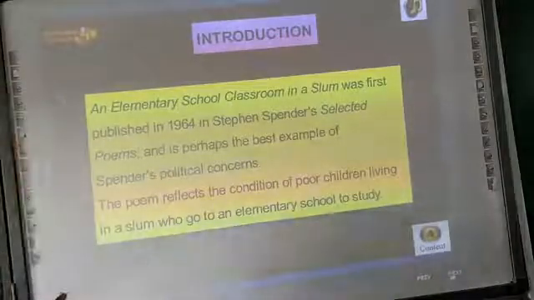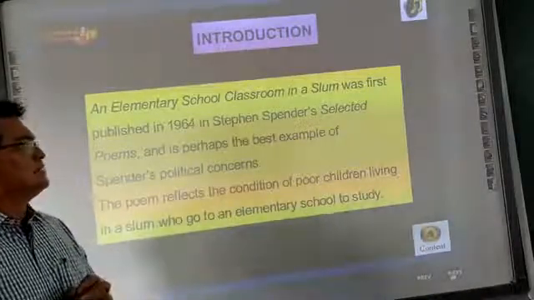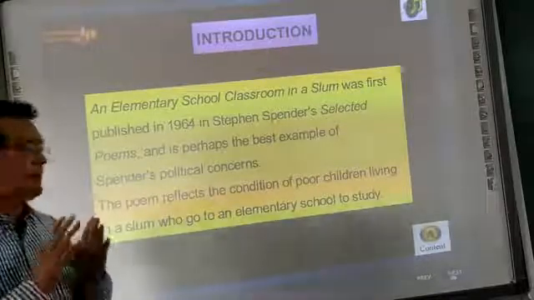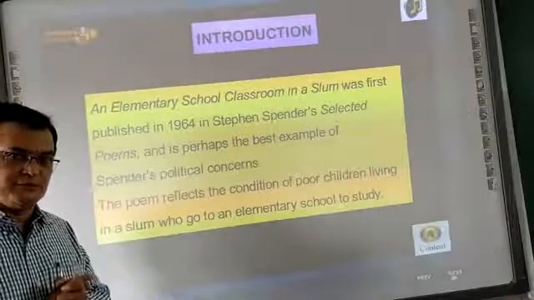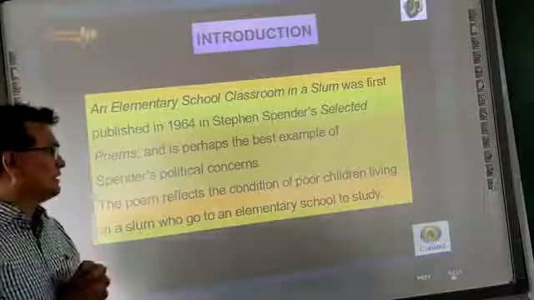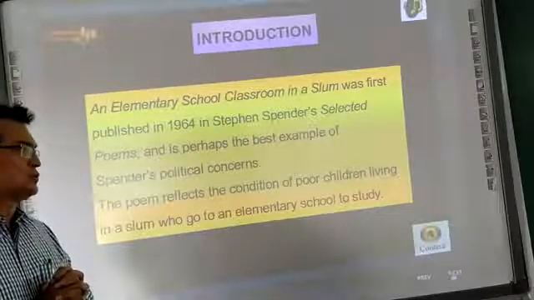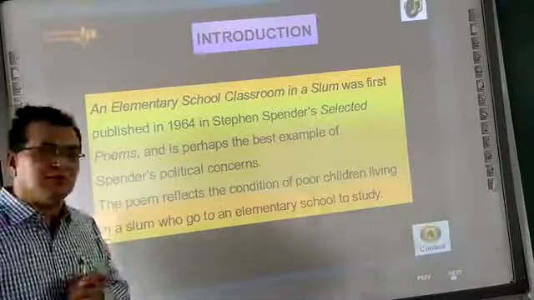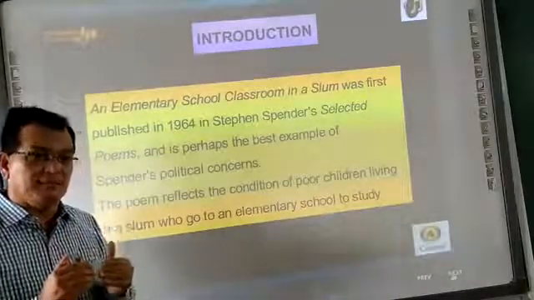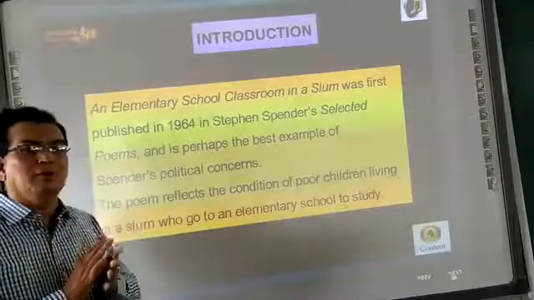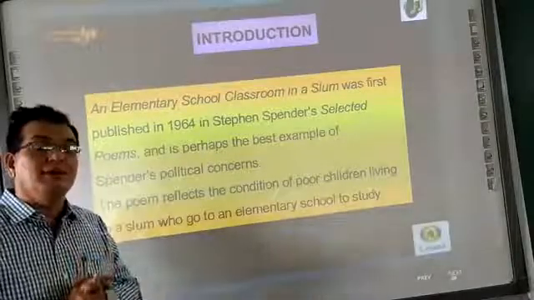An Elementary School Classroom in a Slum was first published in the year 1964 in Stephen Spender's Selected Poems and is perhaps the best example of Spender's political concerns. The poem reflects the condition of poor children living in a slum who go to an elementary school to study. So this poem is dealing with poor children who have been living in a slum and who go to school in a slum area.